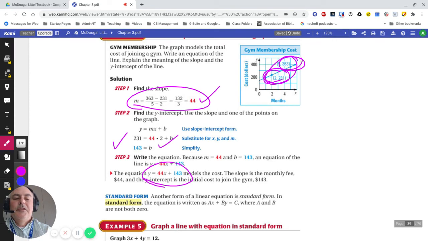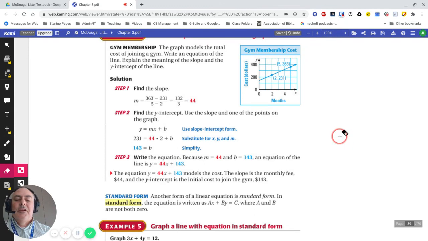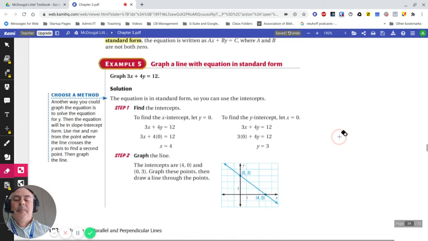Didn't matter which of the 2 points I used to solve for b, I would get the same b because both of those are on the line. Again, every point on a line will solve the equation correctly.